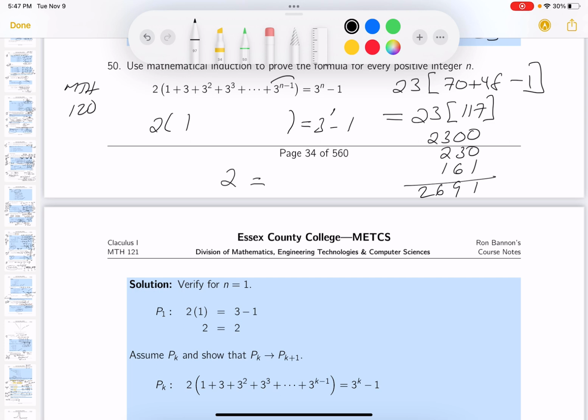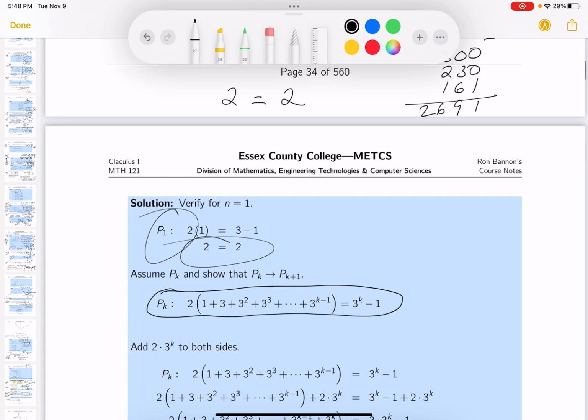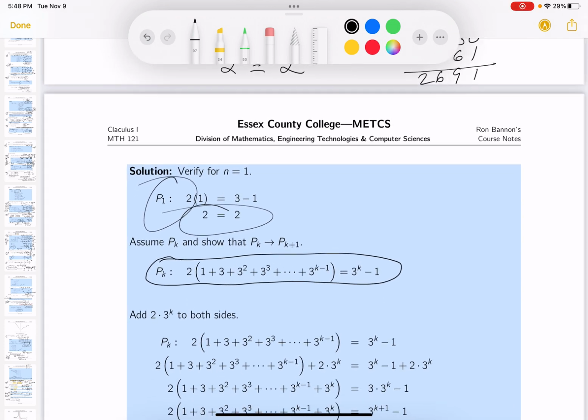What are you going to decide? 3 minus 1 is 2. That first step is often confusing for students. And that's true. P1 does work. And then what are you doing? You're assuming Pk. You just simply write down the proposition they gave you, but instead of n, you're writing down k.